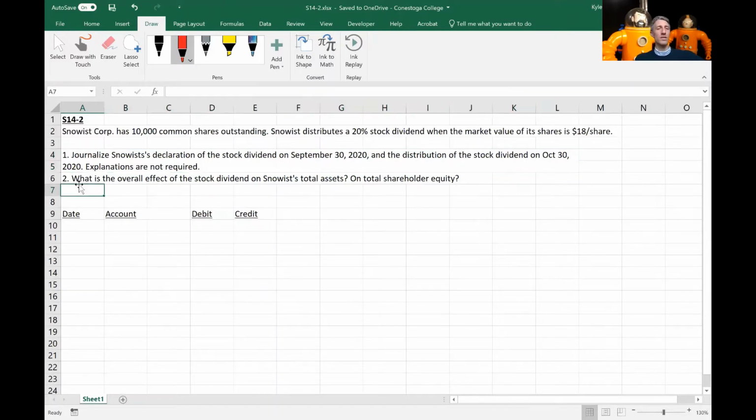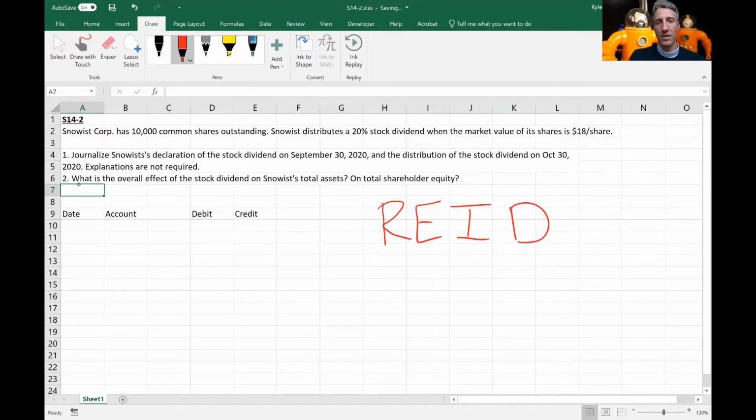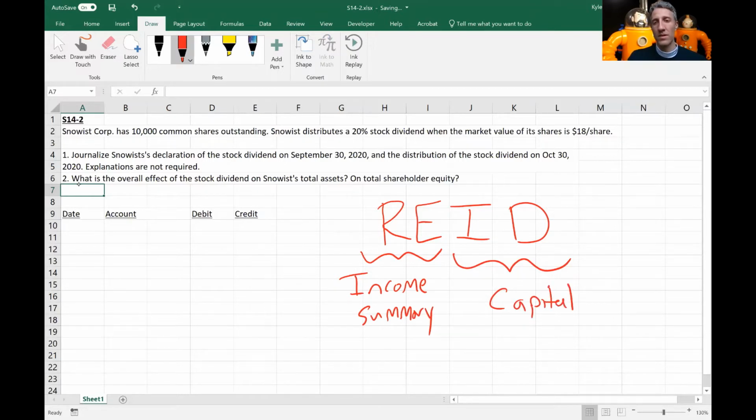Okay, so before I actually solve this problem, I'm going to go through a quick review of what we know so far. I'm going to summarize some accounting 1030 material as well as some 1040 material that we did specific to partnerships and proprietorships. I'm going to pull up the acronym REID. So we know revenues and expenses close to income summary. And then income summary and draws close to capital. Now this was for partnerships and proprietorships.